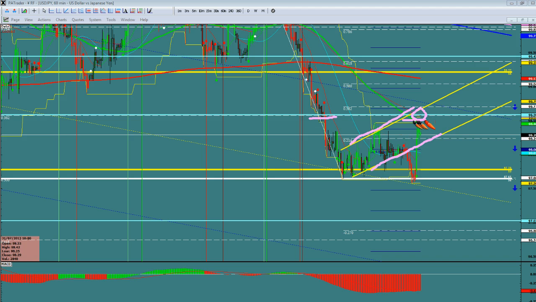We could turn right here. They squared up this candle right there, and they're now in position to go. We're actually looking for the sell here. A break of 97.50, we're going to take it down to 97.03.